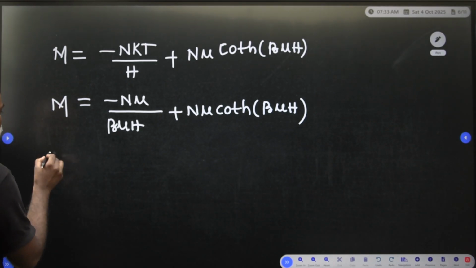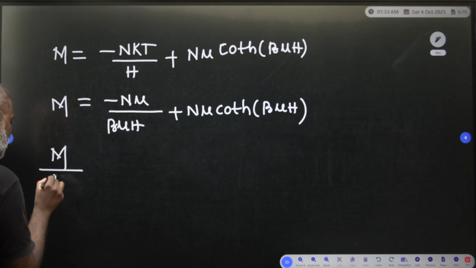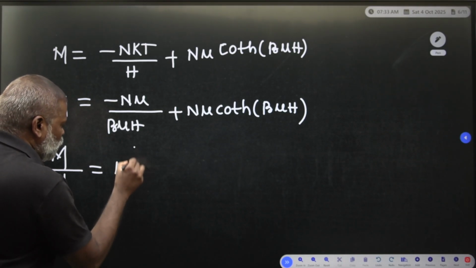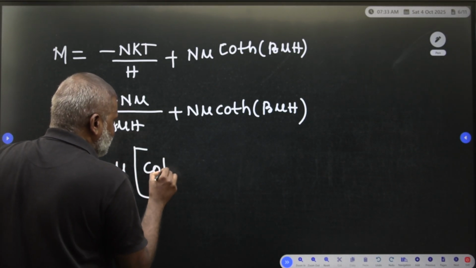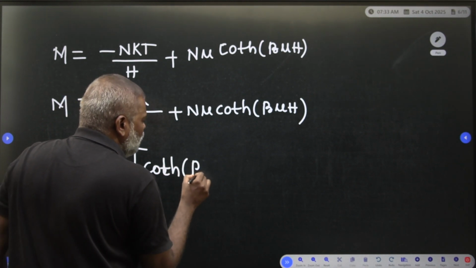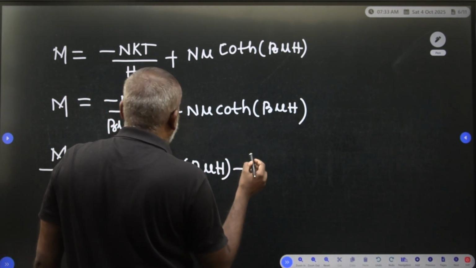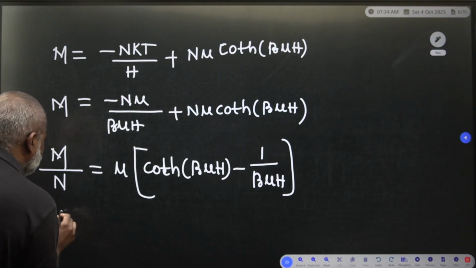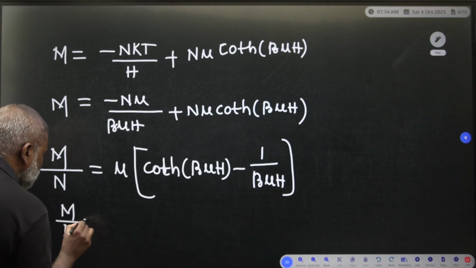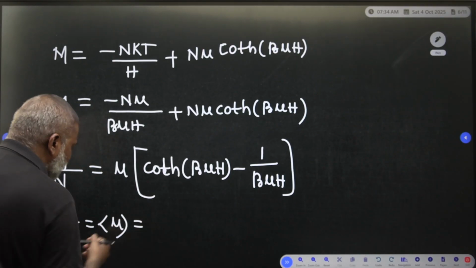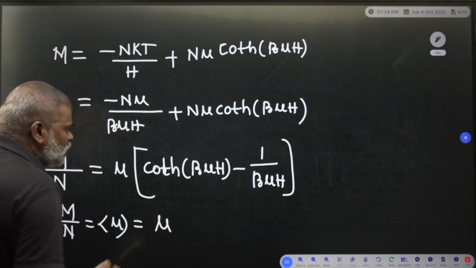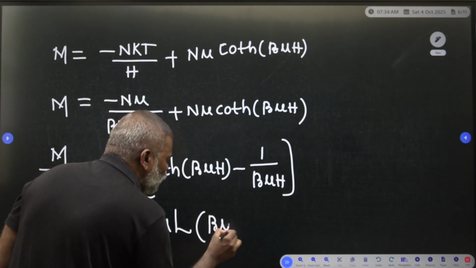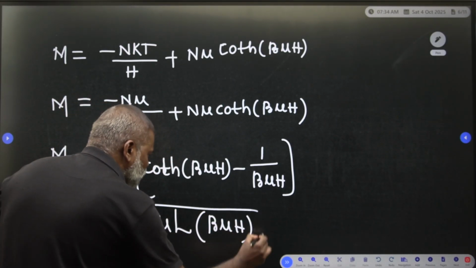So now what we need to get is the magnetization per spin of the dipole. We write mu, taking it common, so this is cot h of beta mu h minus 1 by beta mu h. This is very, very simple. So m by n, that is the average magnetization, is equal to mu into the Langevin function of beta mu h. Is it clear? So this is your answer.